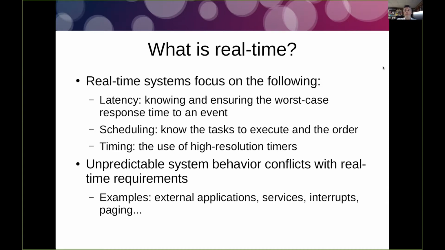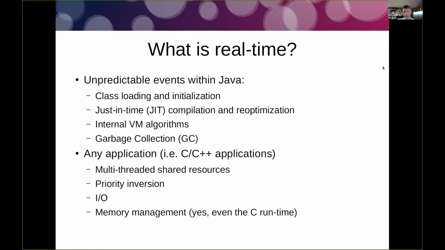And also predictability. I mentioned this, but we'll go into that. You want to know without a doubt that something is always going to happen when it's supposed to happen, that nothing will get in the way. And that something can be other applications, other system services, interrupts, or paging in your operating system because things are being paged in and out due to memory pressure. It can be things like garbage collection in Java. There are other sources of unpredictability in Java as well, and we'll talk about that right now.